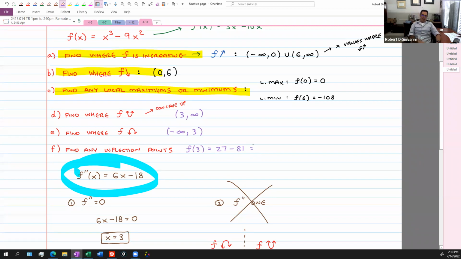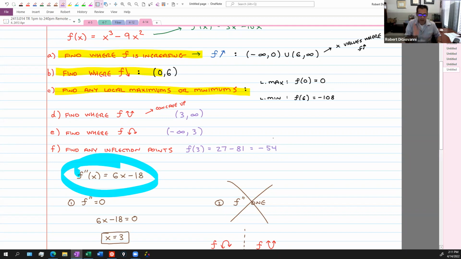So what is that? I can't do this arithmetic. 60, 50, 56? What is it, 50? I can't do it. My brain stopped doing arithmetic a long time ago. It said, no, I need that space for other things. What is that, negative 54, should be 54. Negative 54.